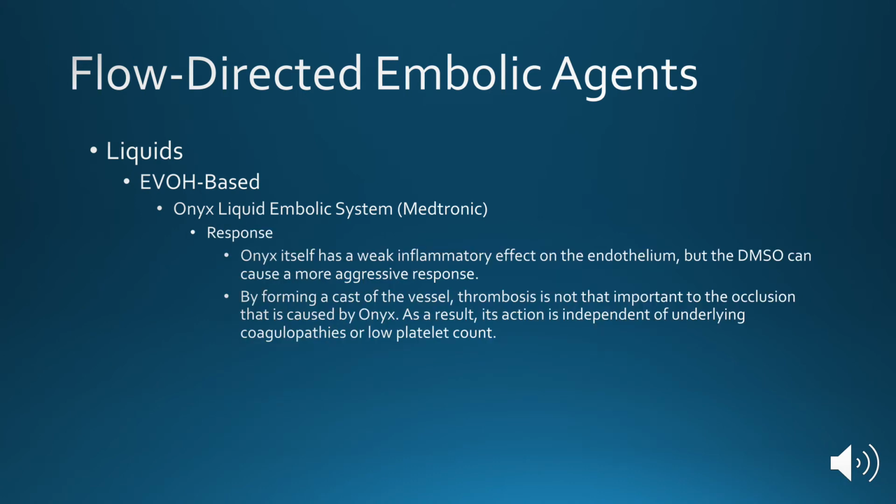Onyx itself has a weak inflammatory effect on the endothelium, but the DMSO can cause a more aggressive response. By forming a cast of the vessel, thrombosis is not that important to the occlusion caused by Onyx. As a result, its action is independent of underlying coagulopathies or low platelet counts.